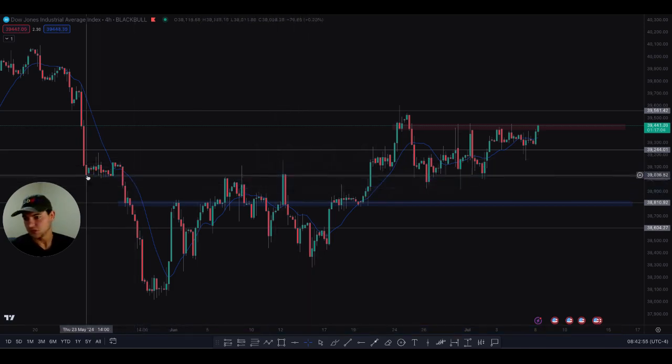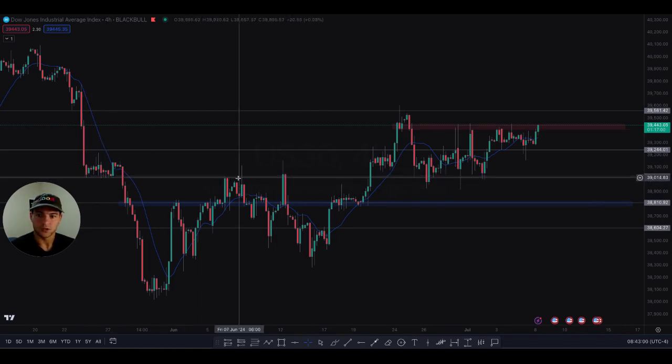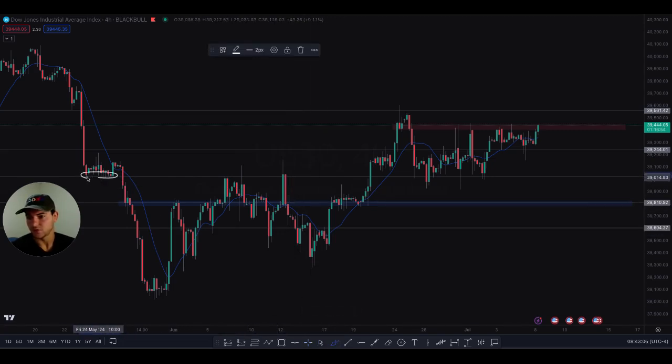As you can see here, this right here, just as an example, was a level of support that turned into resistance. If you don't know what support and resistance is, support is basically the floor, and resistance is basically the ceiling. With support, we go from top to bottom, and then we reverse. With resistance, we go from bottom to top, we reverse, and that's a level of resistance.